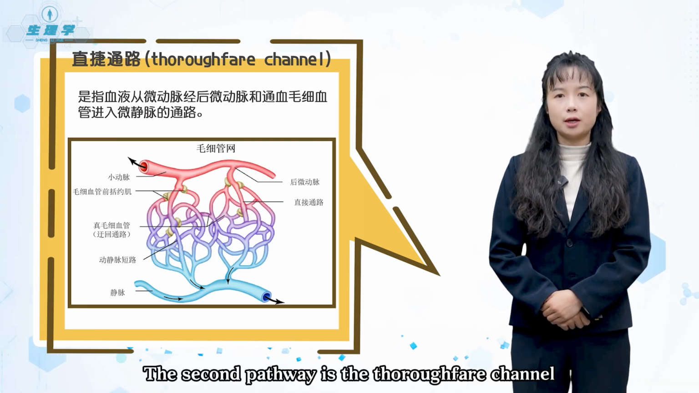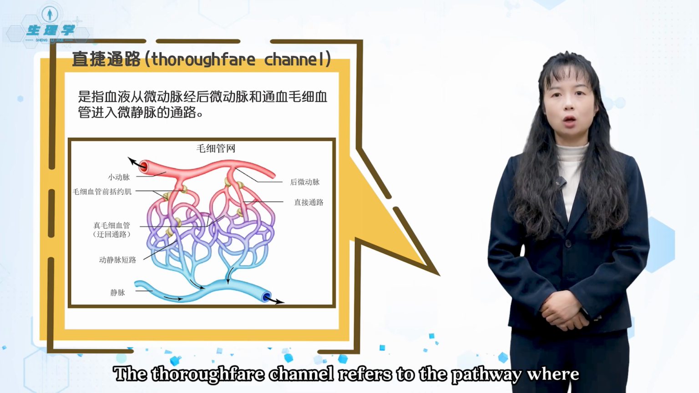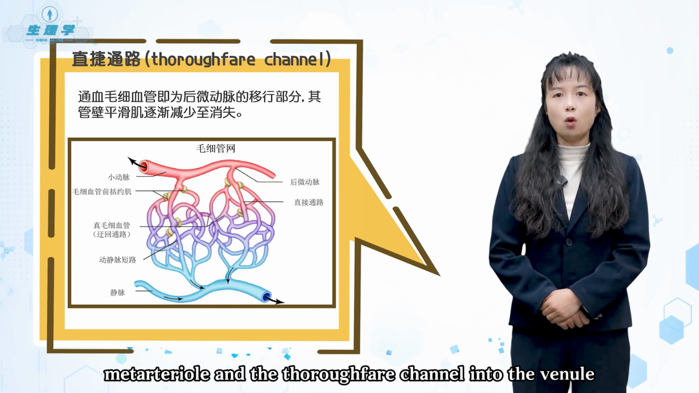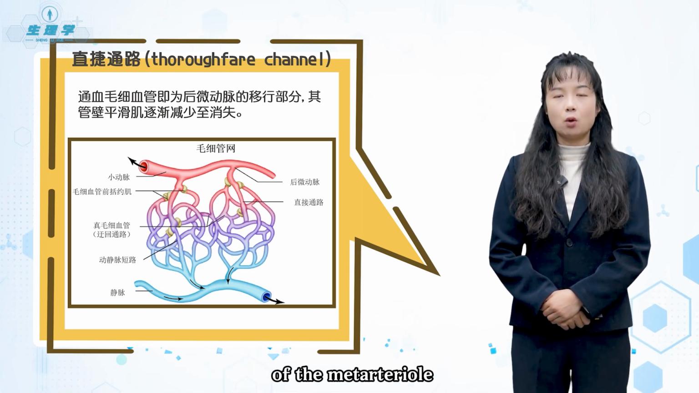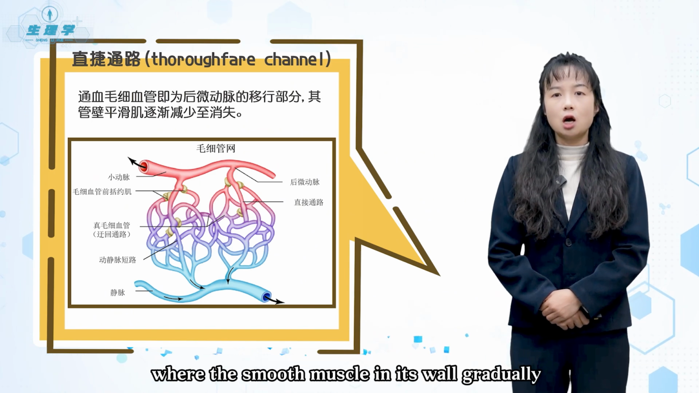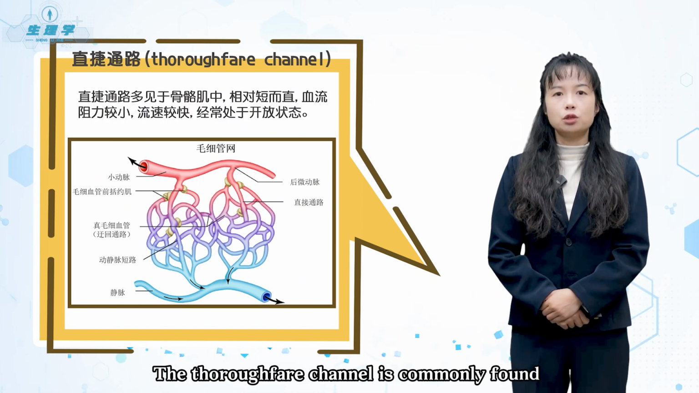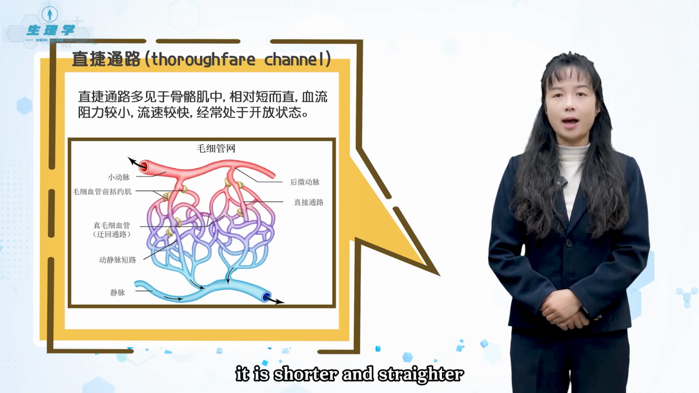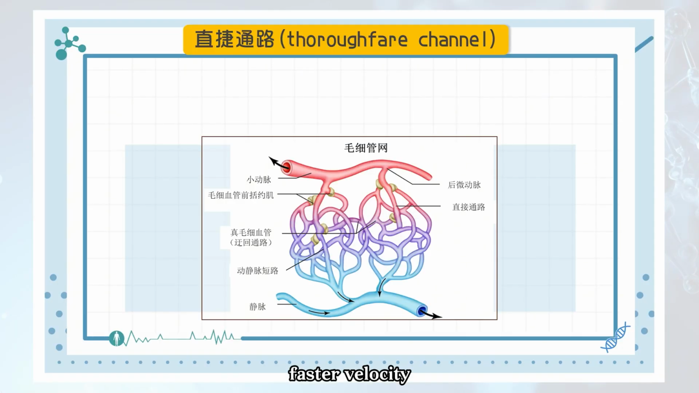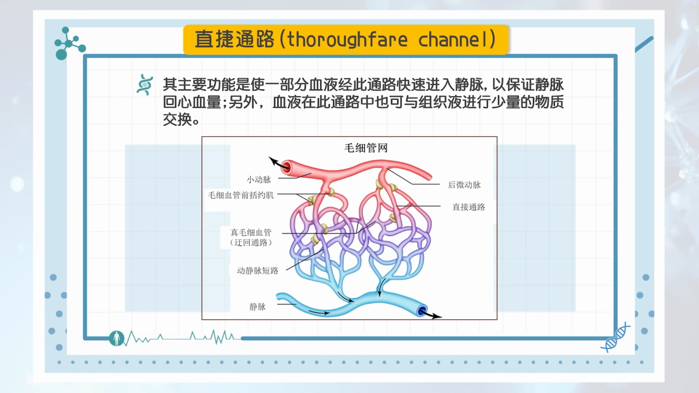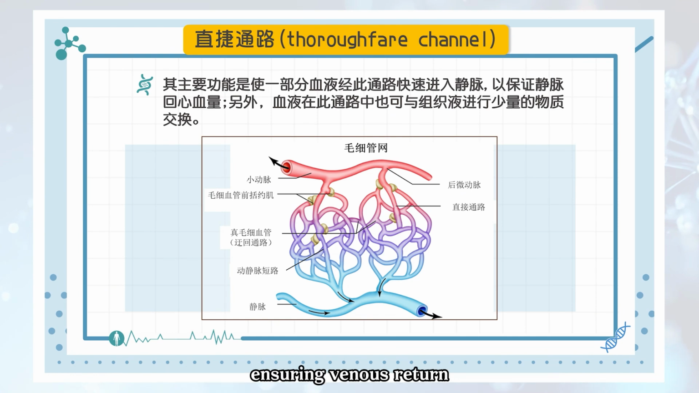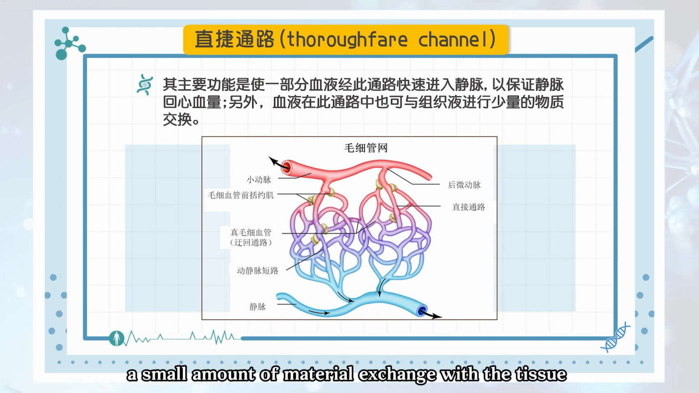The second pathway is the thoroughfare channel. The thoroughfare channel refers to the pathway where blood flows from the arteriole through the medarteriole and the thoroughfare channel into the venule. The thoroughfare channel is the transitional part of the medarteriole, where the smooth muscle in its wall gradually diminishes and disappears. The thoroughfare channel is commonly found in skeletal muscle. Compared to true capillaries, it is shorter and straighter, has lower flow resistance, faster velocity, and is often in an open state. Its main function is to allow a portion of the blood to rapidly enter the veins via this pathway, ensuring venous return. Additionally, a small amount of material exchange with the tissue fluid can also occur in this pathway.